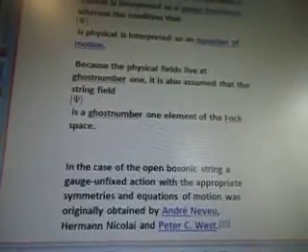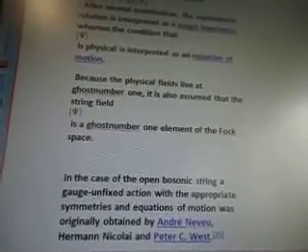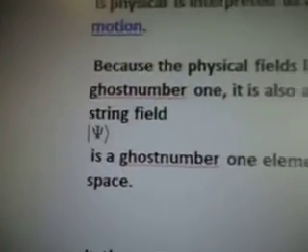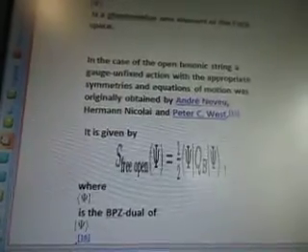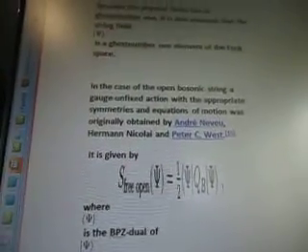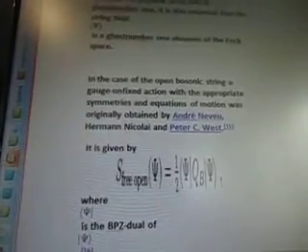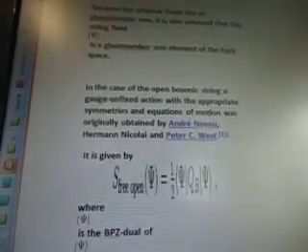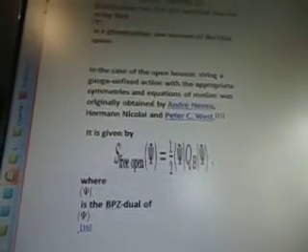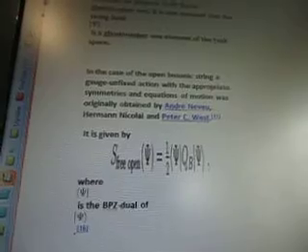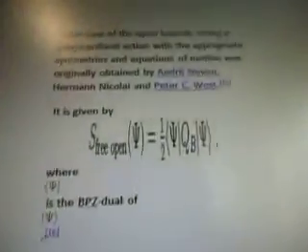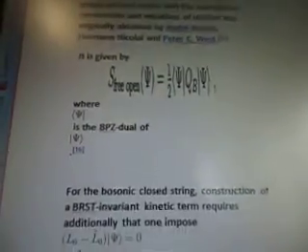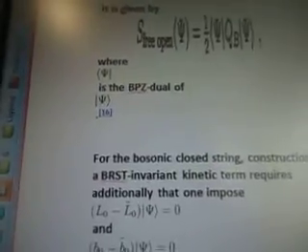Because the physical fields live at ghost number 1, it is also assumed that the string field, in this little symbol here, is a ghost number 1 element of the Fock space. In the case of the open bosonic string, a gauge unfixed action with the appropriate symmetries and equations of motion was originally obtained by Andre Neveu, Hermann Nicolai, and Peter C. West. It is given by, there's the equation, where that little symbol is the BPZ dual of that and 16.